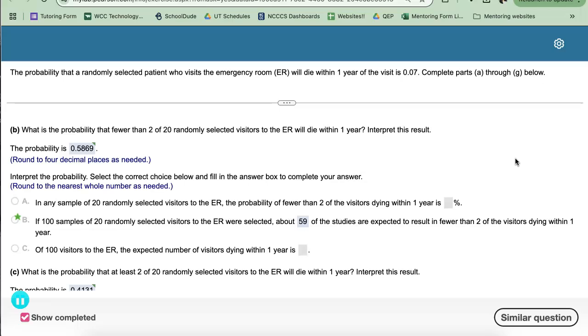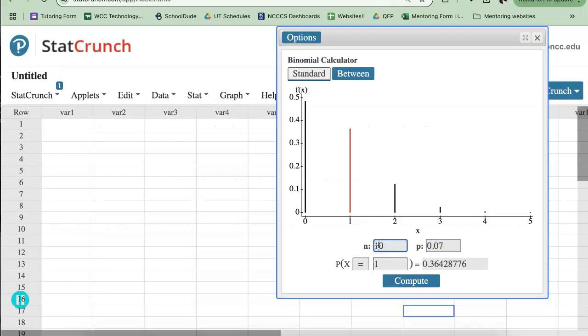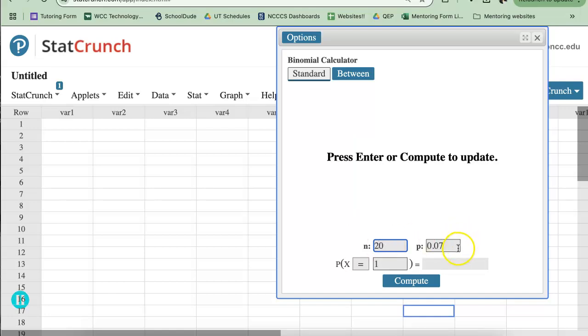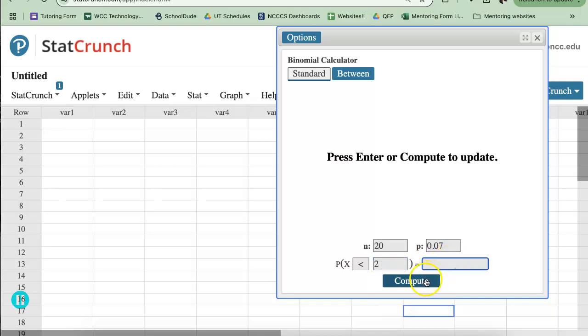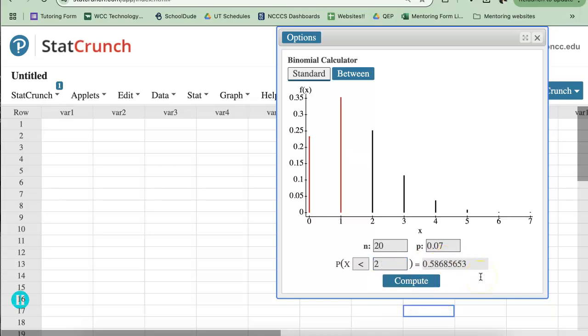In part B, our binomial experiment changes just a little bit in that we have 20 fixed trials, and now we're looking for the probability that fewer than 2 will die within 1 year, and we'll interpret that result. So again, let's turn to StatCrunch. So using the same calculator, I'm going to update the number of trials to be 20. Probability of success stays the same. But we're looking for fewer than, or in other words, less than 2 individuals end up dying within that year.